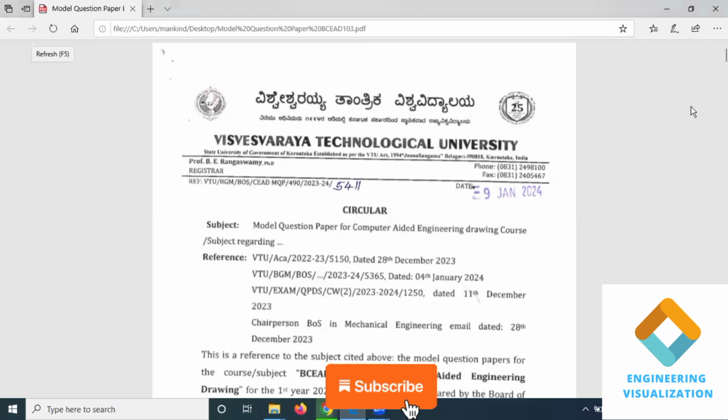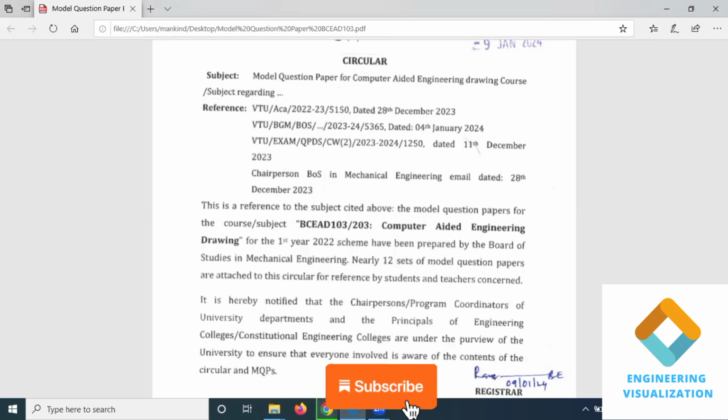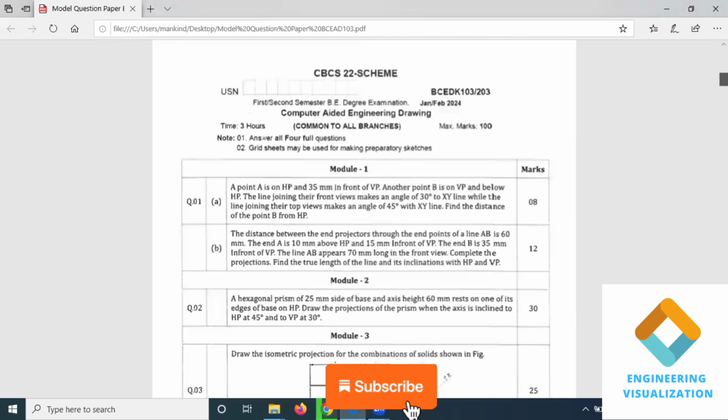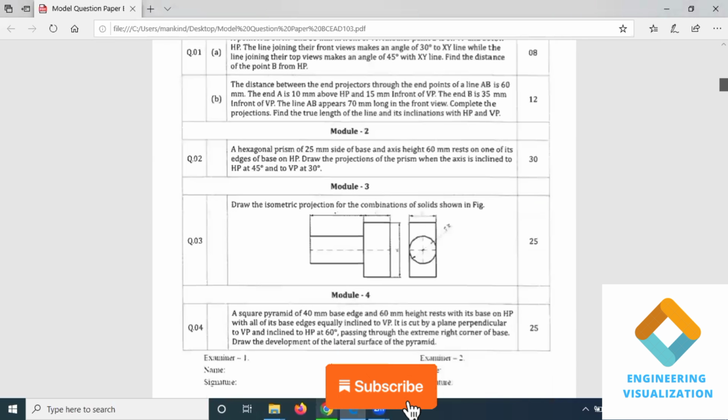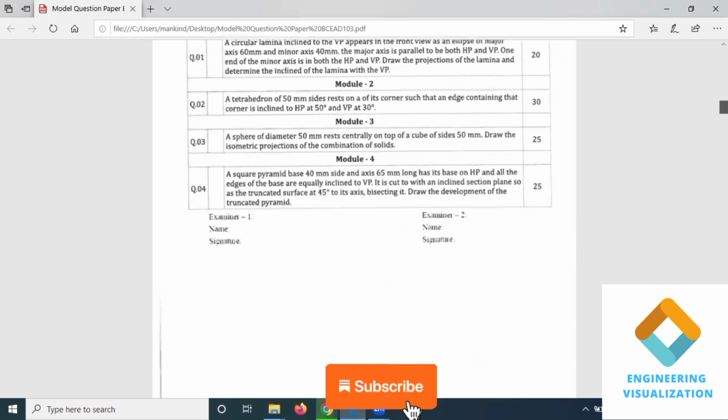Today we are going to solve problem number 2 from projection of solids in model question paper 3, VTU computer aided engineering drawing. I want you to watch the video till the end so that you can understand the step by step procedure of how we are going to complete this projection of solids. In that we have the hexagonal prism problem with beta angle. You need to follow each of the steps one by one. You can see in this video I am able to solve this problem in less than 15 minutes.